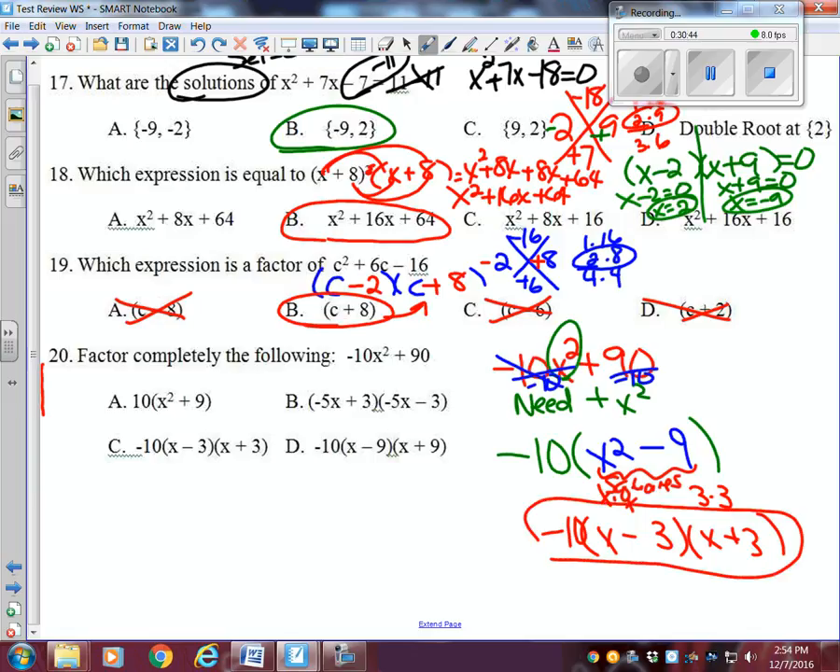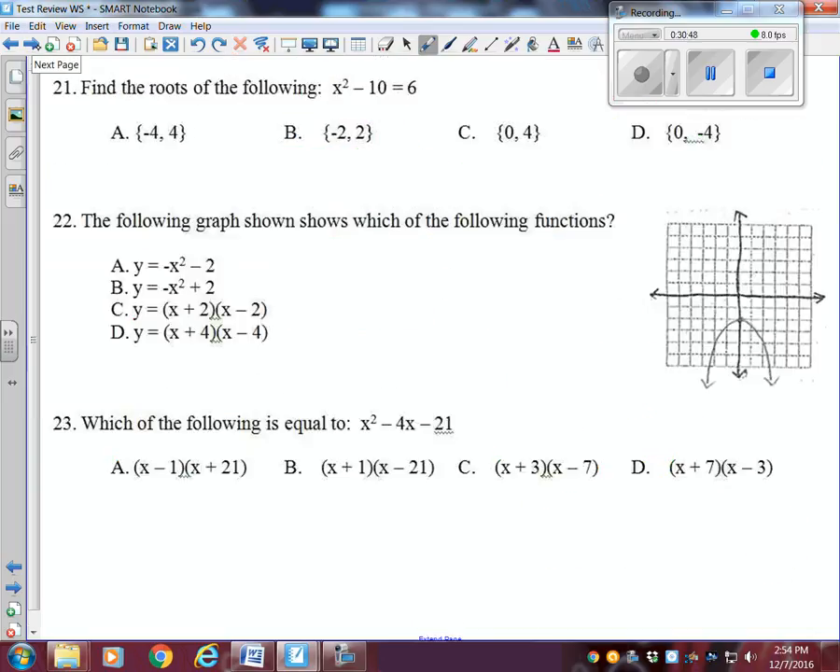And I believe that matches choice C. Let's keep going. 21, find the roots. Roots. That means you've got to set it equal to 0 and solve. First thing I've got to do is make it set equal to 0, so I'm going to subtract 6. If I do, I get x squared minus 16 is equal to 0.